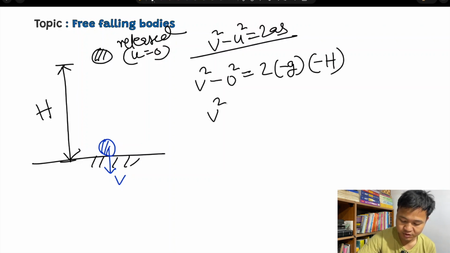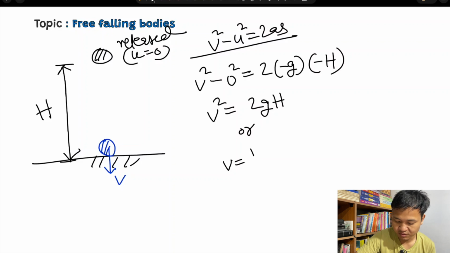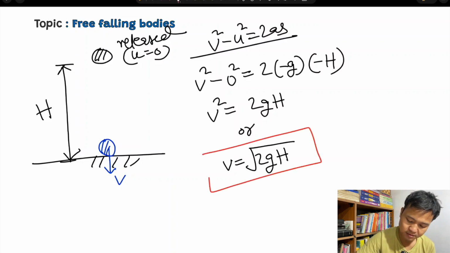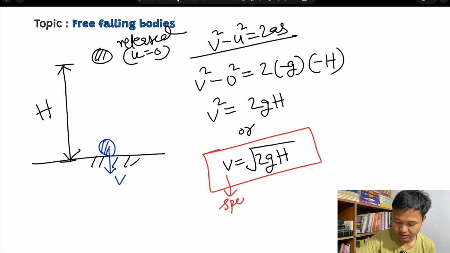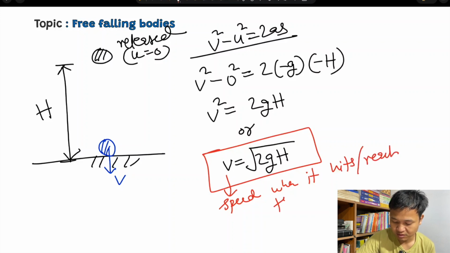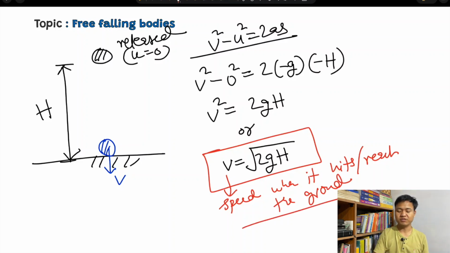So v square equals twice zh, so what is v? Root over 2zh. So what is this? It is the speed when it hits, or you can say reaches, the ground. So v equals root over 2zh is the speed when the body reaches the ground.